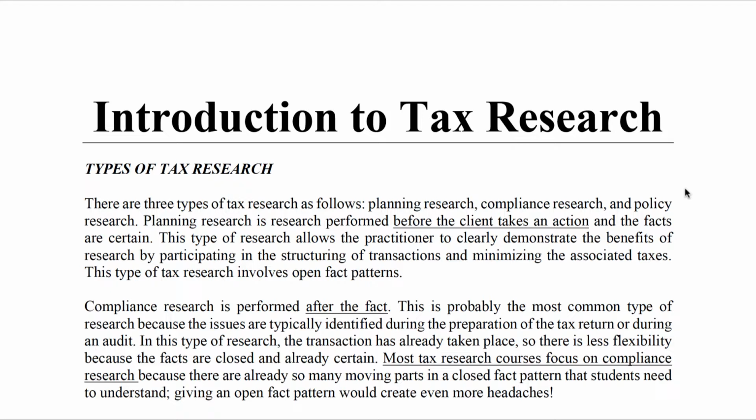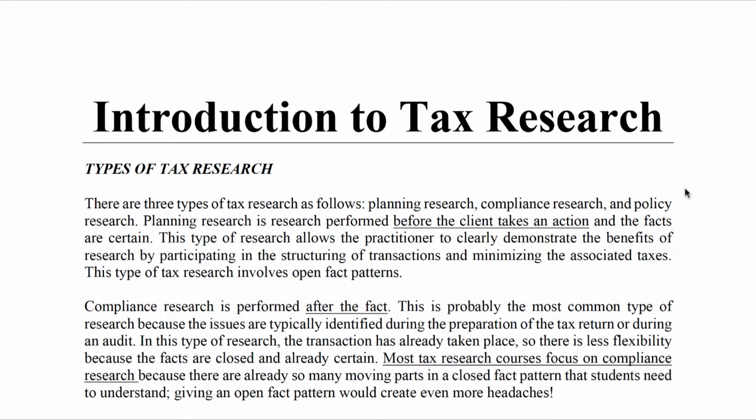Planning research focuses on open fact patterns that the client gives to you. So, a client comes to you and says, we're thinking about engaging in X transaction. It has not yet happened, but we want to know what are the tax consequences of that transaction. It might be something involving the client considering merging with another business, or what kind of entity should I be? These types of planning research issues are very important.